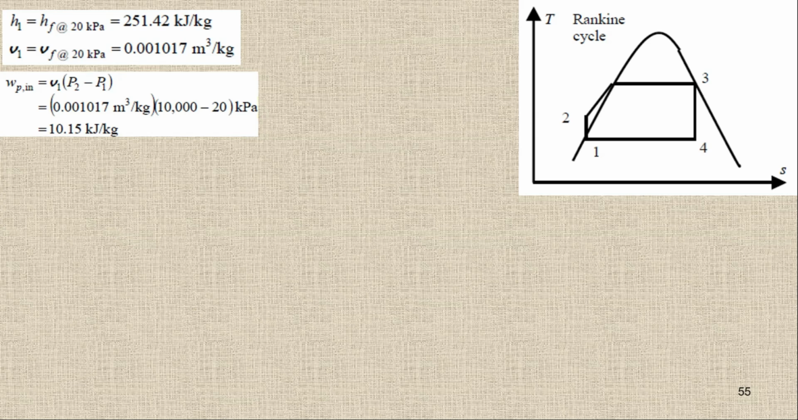So if we know the pump work input, we can easily find out the value of H2, because the pump work input is also equal to H2 minus H1. So H2 will be H1 plus the pump work input.